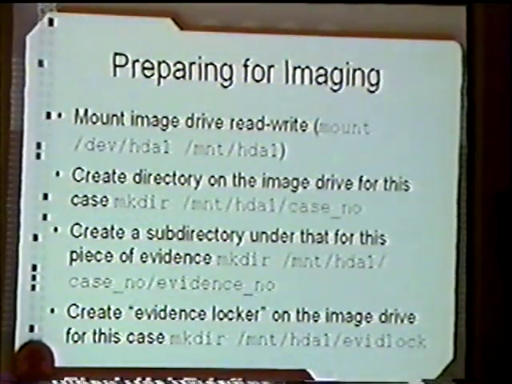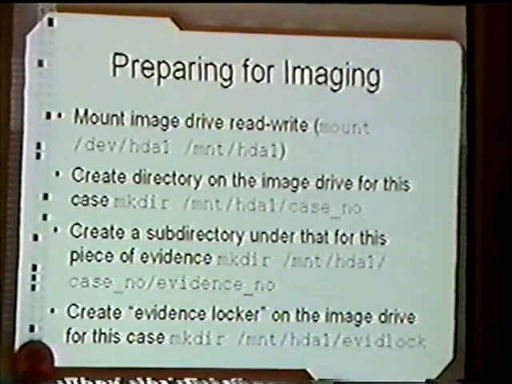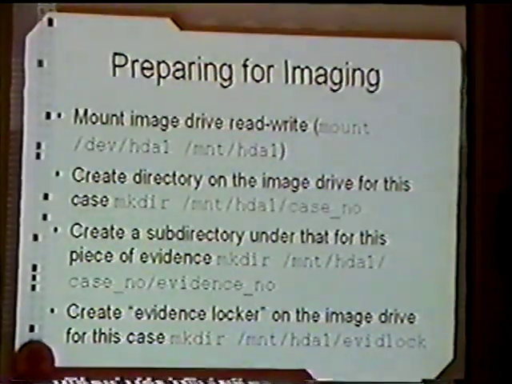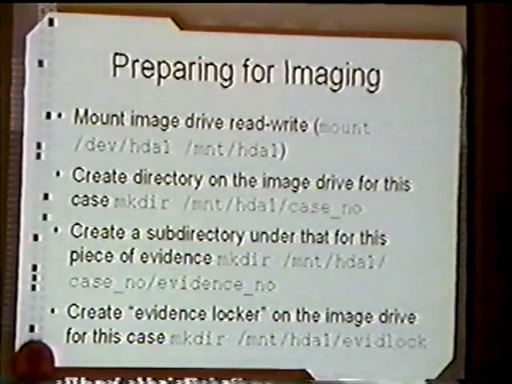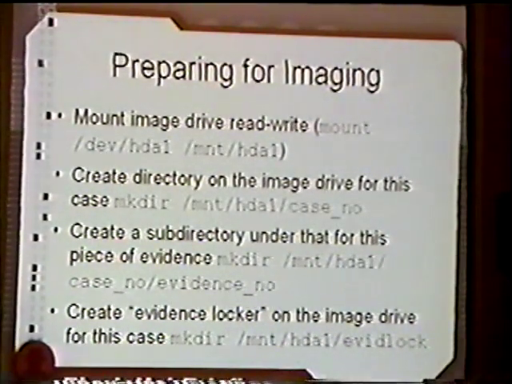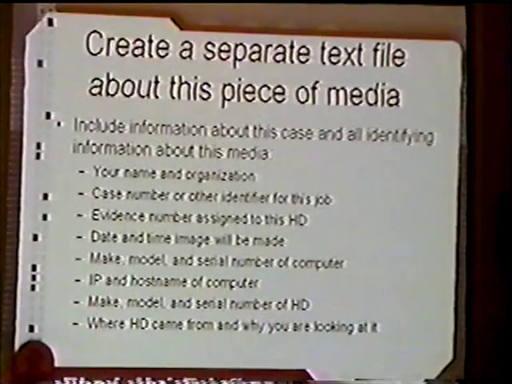So it's more just to keep stuff straight. You're also going to want to create what's called an evidence locker, which is a directory that Autopsy will use later in the root of that drive as well. And then you just want to create a little text file about the case, just your name and some other information, along with a text file about this piece of evidence.